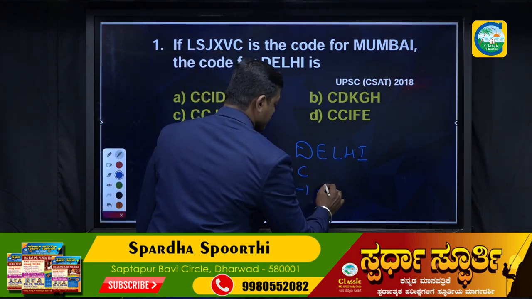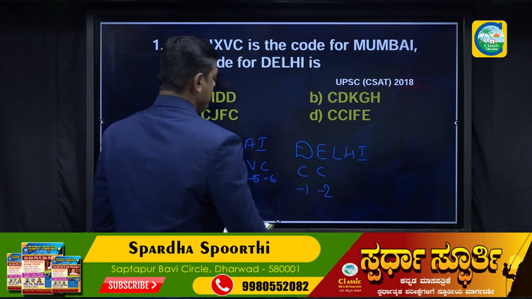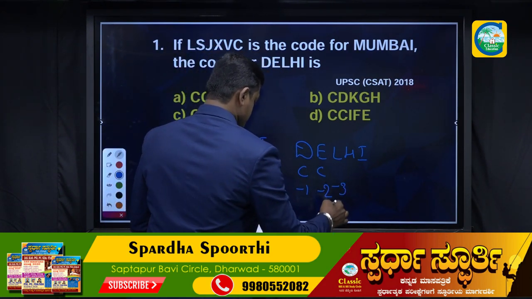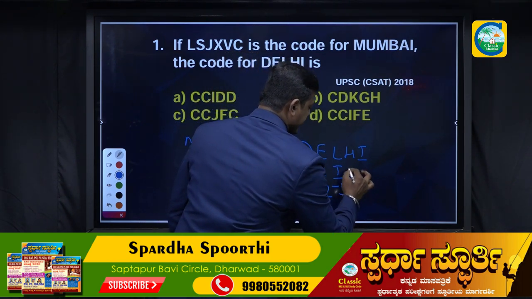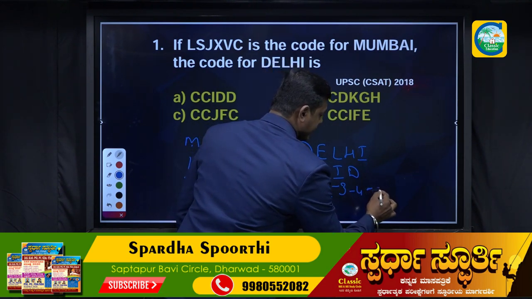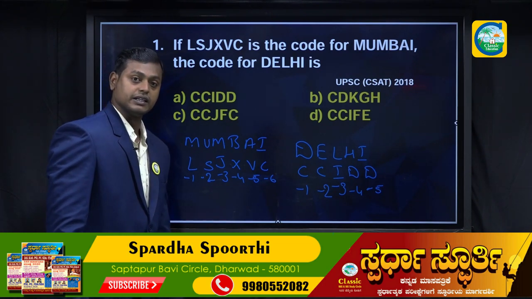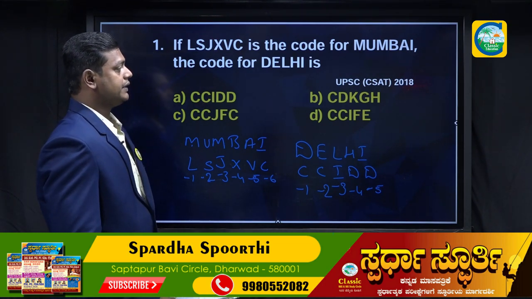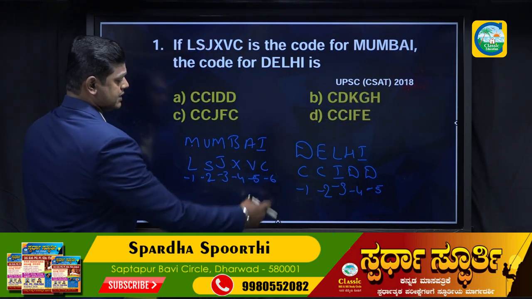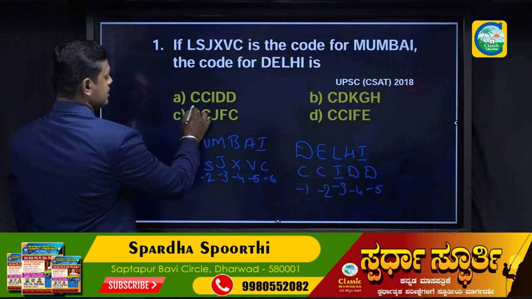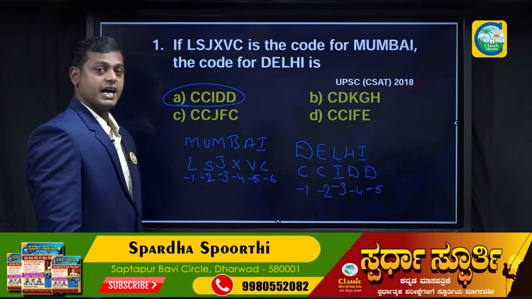E minus 2, right? Again, we'll take L minus 3. So that is I, then H minus 4, that is D, then I minus 5, that is D. Double C, I, double D is the answer, right? This question was asked in the 2018 University SAT paper. Let me see this answer in your options. Yes, double C, I, double D. So C, C, I, D, D is the right answer, friends.